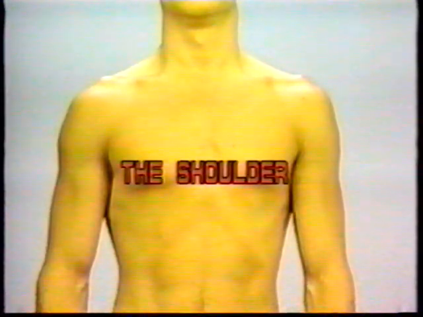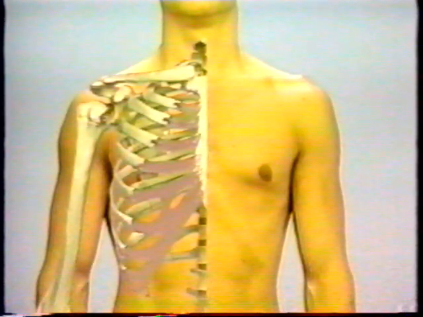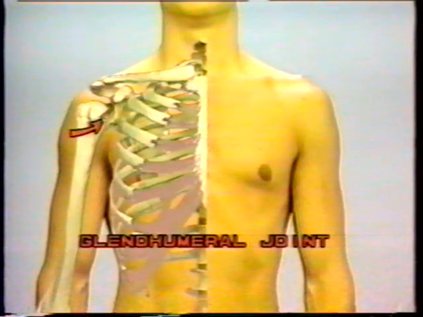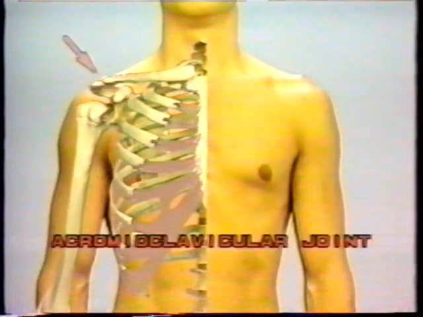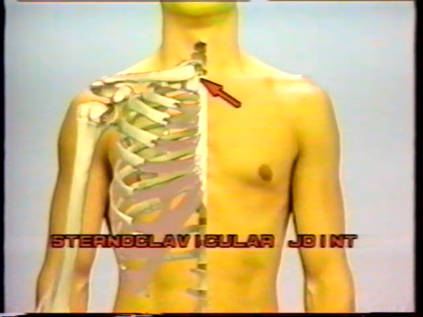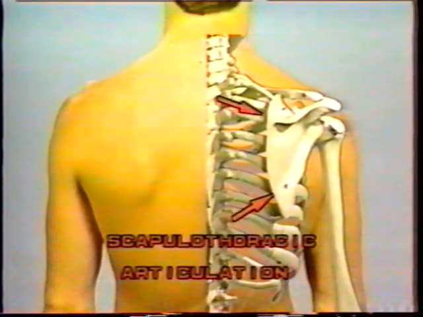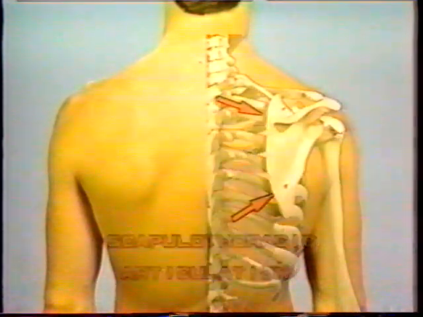The shoulder. The shoulder region involves not only the glenohumeral joint, but also the acromioclavicular joint, the sternoclavicular joint, and the articulation between the scapula and the thorax. Pathology at any one of these locations can affect the overall movement of the shoulder.